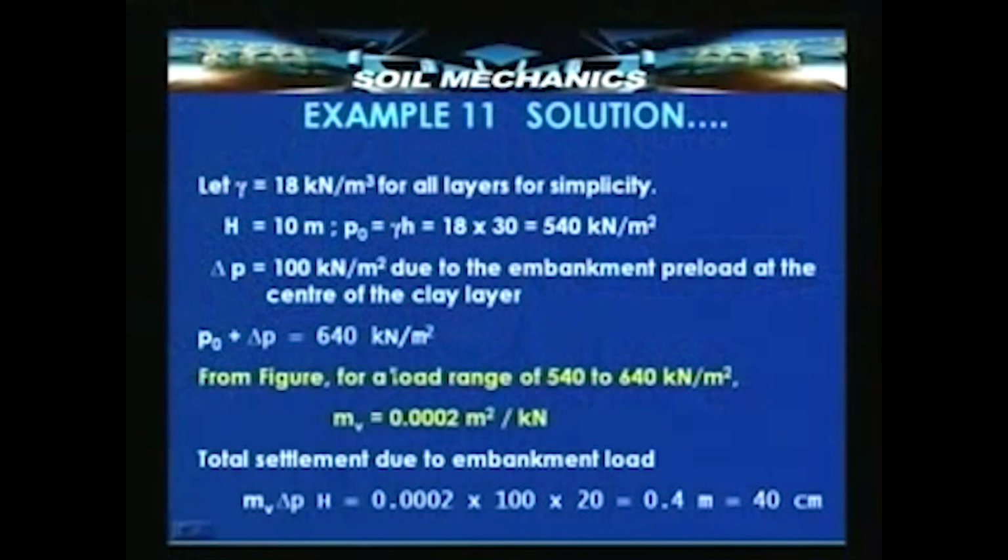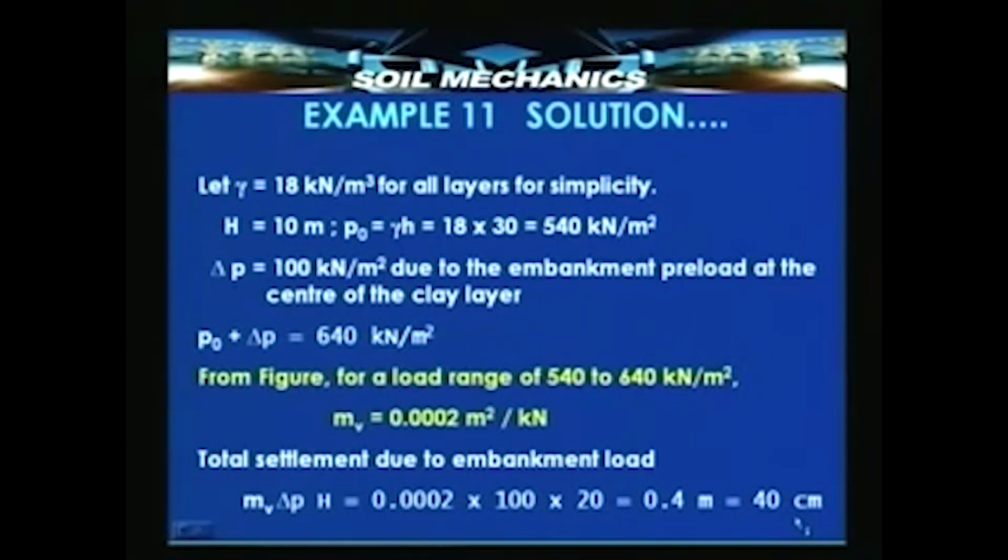Now, MV for this increase in pressure: the overburden pressure is 540, additional pressure coming is 100, that means 540 plus 100, or 640 kilonewton per meter square, is the net pressure. The load range is therefore 540 to 640, and the MV value corresponding to this from the graph shown in the previous slide is 0.0002 meter square per kilonewton, and the corresponding settlement, MV delta P H, is 40 centimeters.